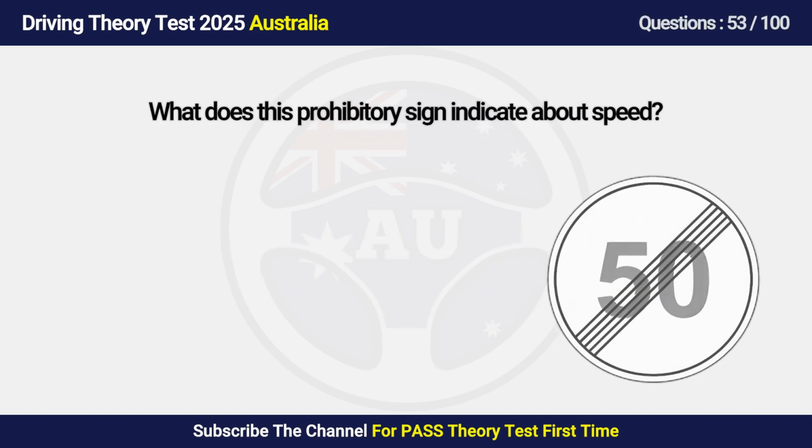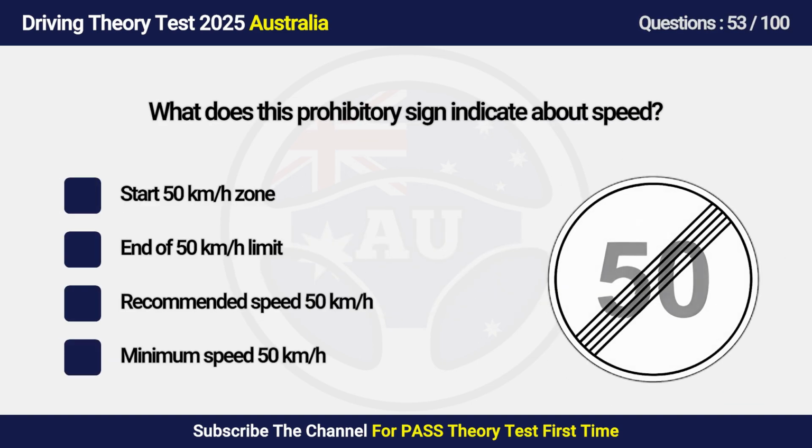Question 53. What does this prohibitory sign indicate about speed? A. Start 50 km per hour zone. B. End of 50 km per hour limit. C. Recommended speed 50 km per hour. D. Minimum speed 50 km per hour.